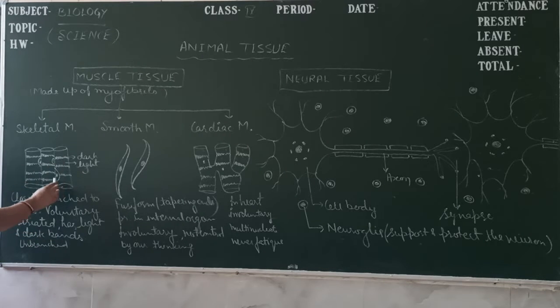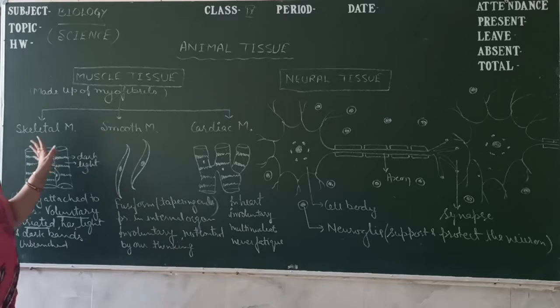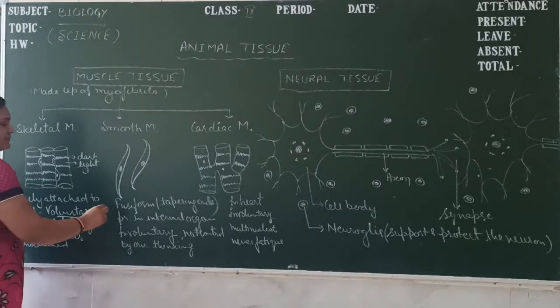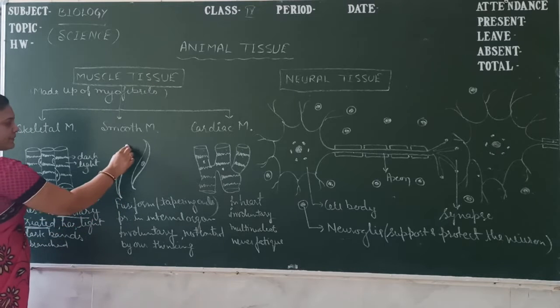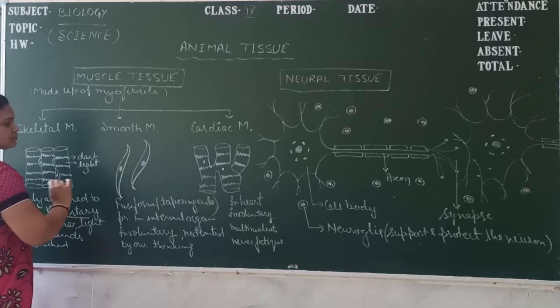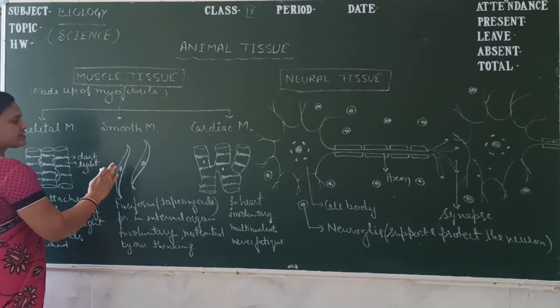These muscles are unbranched. So what are the qualities? These are voluntary muscles, and they have striations, light and dark bands, but they are unbranched. The second type of muscles are the smooth muscles. Their shape is fusiform with tapering ends, and they are smooth muscles because striations are not there.